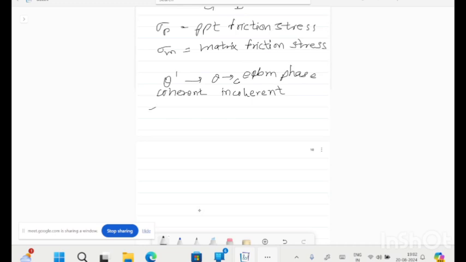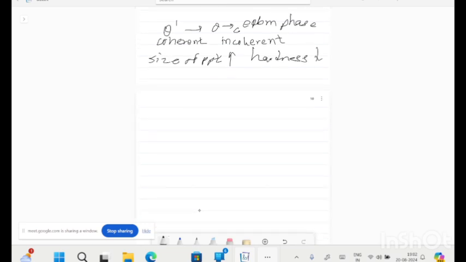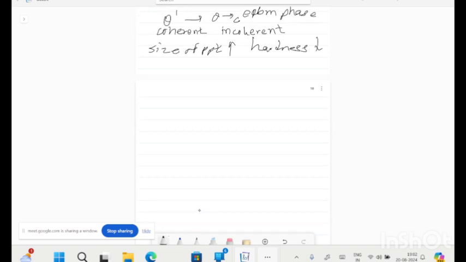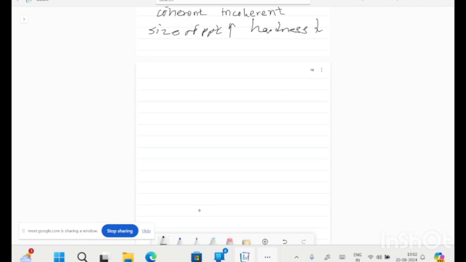So as the size of precipitate particle increases, the hardness decreases. So we will study the effect of the size of the precipitate in some time.